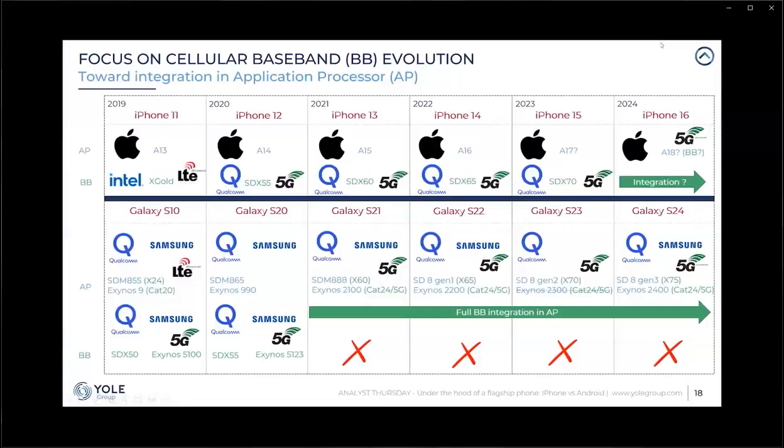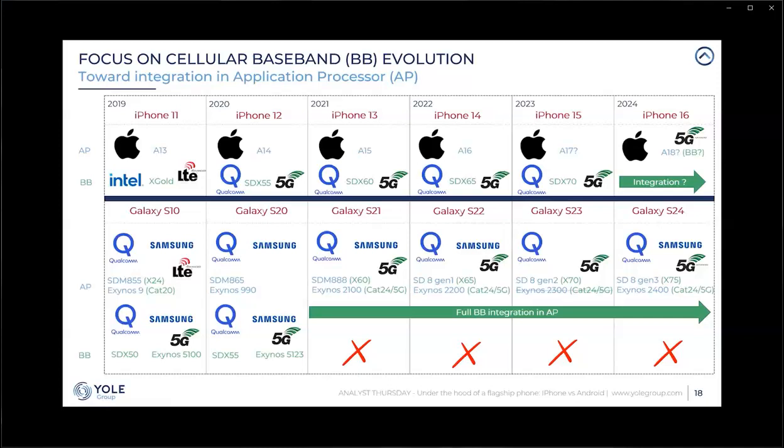There are two different approaches on the baseband side, focusing on Apple and Samsung. In the case of Samsung, they have been integrating the baseband into the application processor till the Galaxy S21. So it's been quite a bit of time, and they are doing that with dual sourcing from Samsung and Qualcomm with the Snapdragon. The last version is the 8 Gen 2 with the X70 modem. And from Samsung, there is also the integration of the modem into the Exynos application processor.